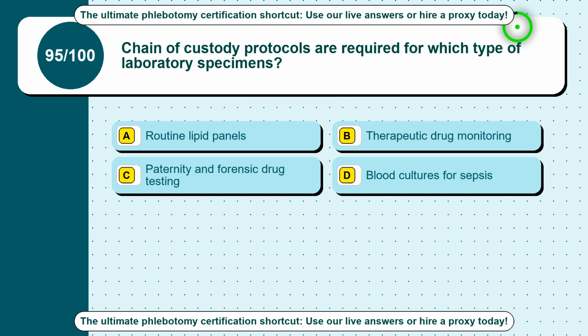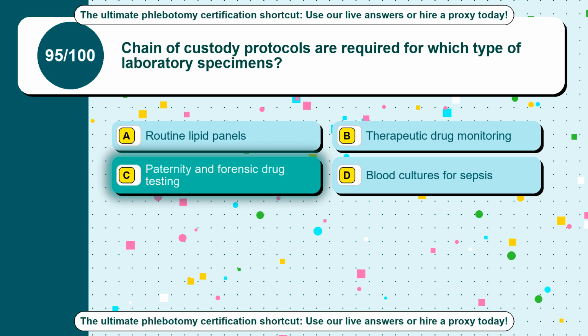Question 95. Chain of custody protocols are required for which type of laboratory specimens? Option A, routine lipid panels. Option B, therapeutic drug monitoring. Option C, paternity and forensic drug testing. Option D, blood cultures for sepsis.